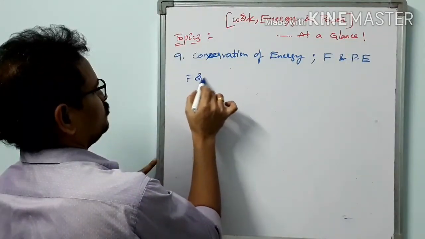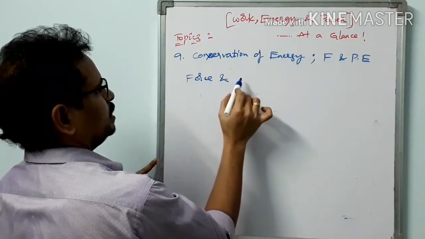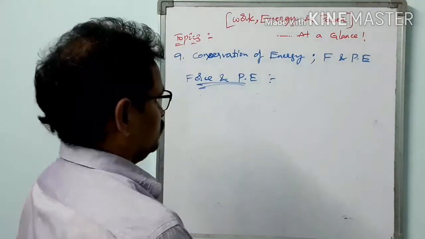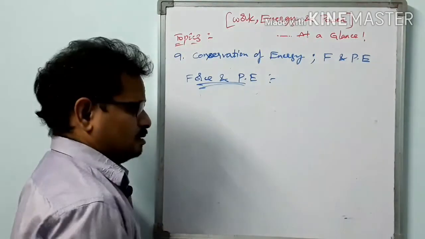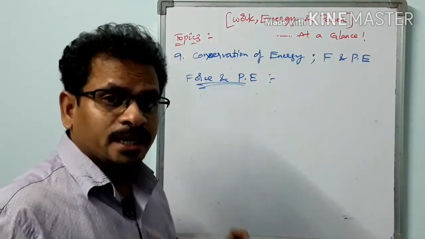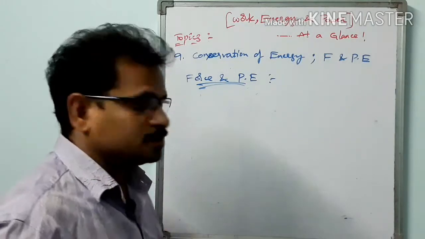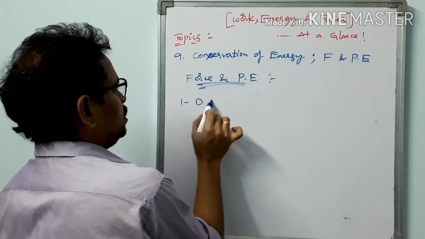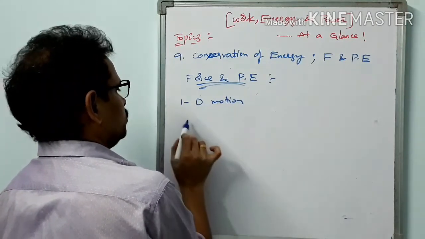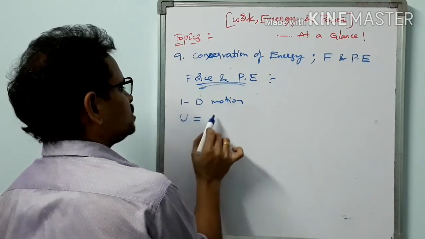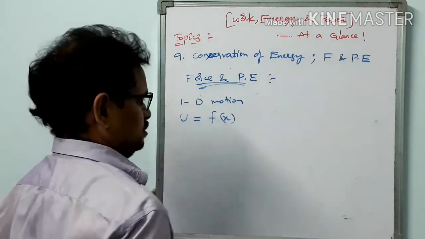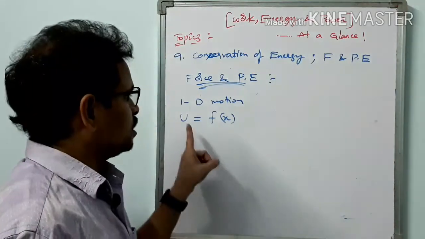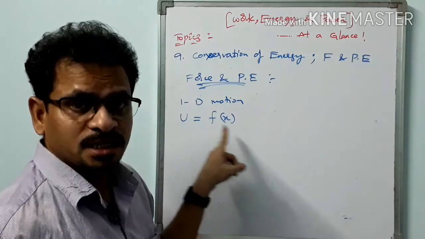So in this ninth one only, force and potential energy. We know potential energy is a function of position. Suppose for one-dimensional motion, the particle's position is changing along the positive x direction, then what is potential energy? U is a function of x, therefore U equals f of x.